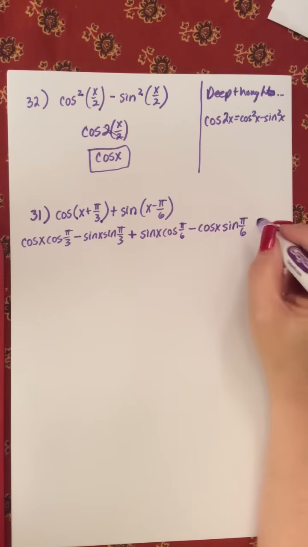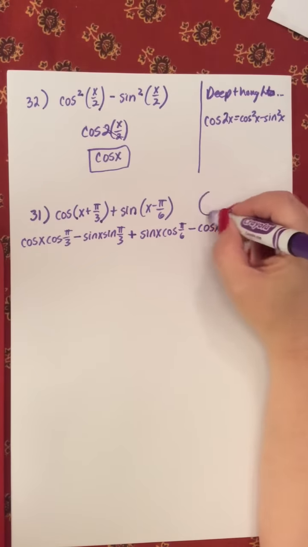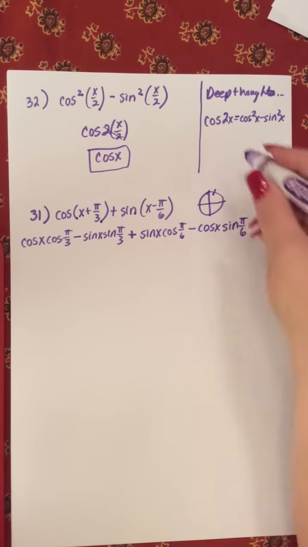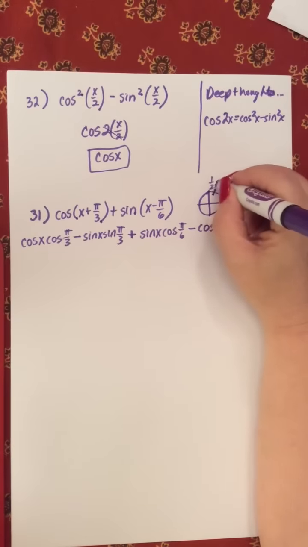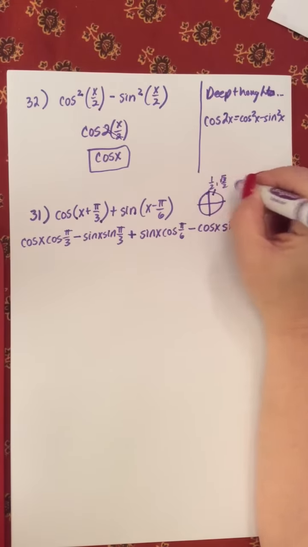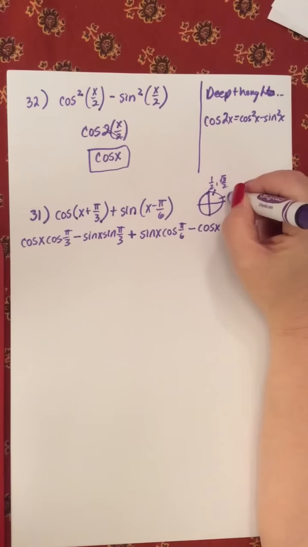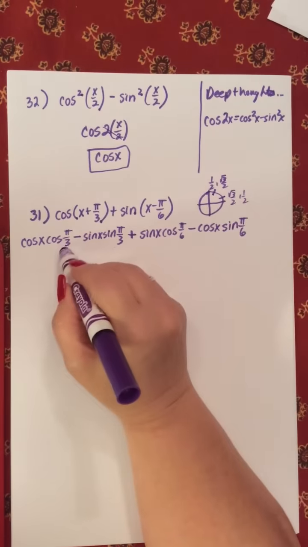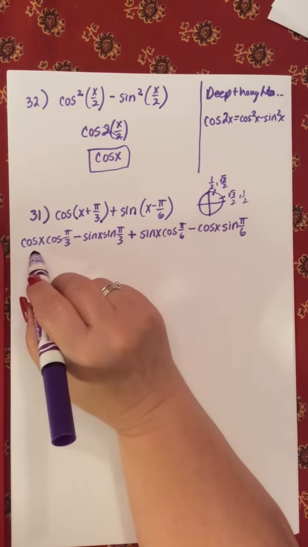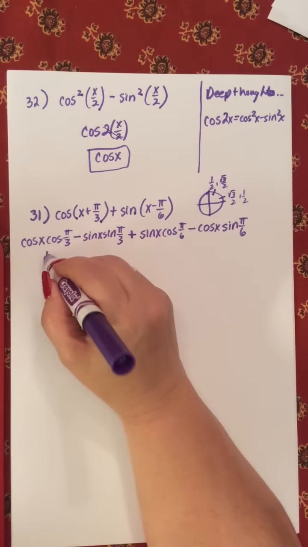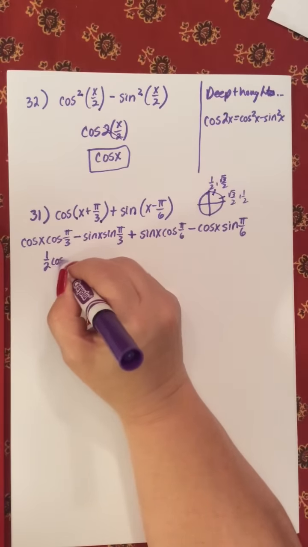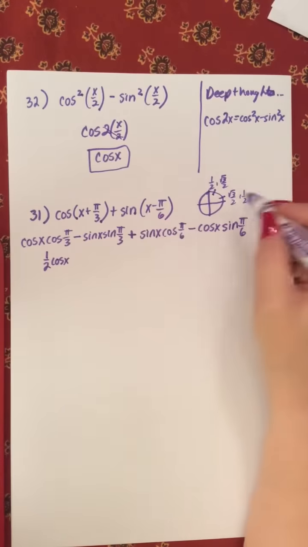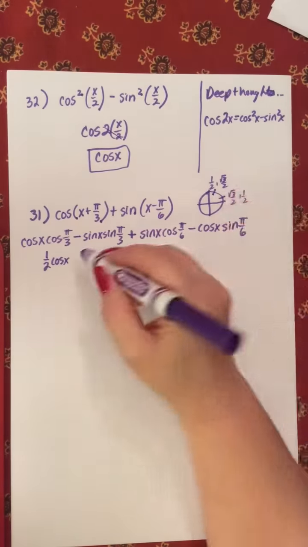All right, so let's remember what pi over 3 and pi over 6 look like. Pi over 3 is up here, and it's over 1/2, up square root of 3 over 2, and pi over 6 is over square root of 3 over 2, up 1/2. So this is cosine pi over 3, which is 1/2, so this will just be 1/2 cosine of x. I just put the 1/2 in the front like that. Sine of pi over 3 is square root of 3 over 2.